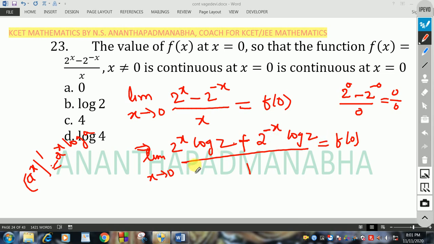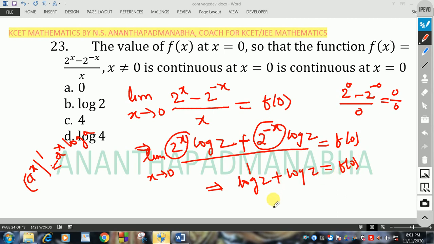So now apply the limit as x approaches 0. 2 to the power of x becomes 1. Here also 2 to the power of minus x becomes 1. Therefore you will get log 2 plus log 2 is equal to f of 0. Log 2 plus log 2 is 2 log 2, which is f of 0, or this is nothing but log 2 square, because k log m is log m to the power of k. Log 2 square is equal to f of 0.